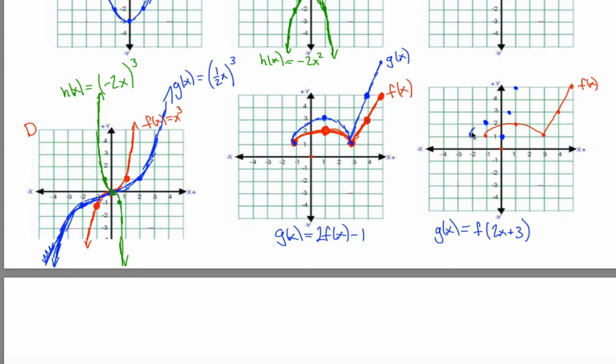And if I connect these points with a graph, I end up with something that looks something like this. The geometry of what I just did is very, very complicated. But that's okay. I don't need to be able to describe the geometry as long as I can just go through all the different operations. This would be my graph for g of x.